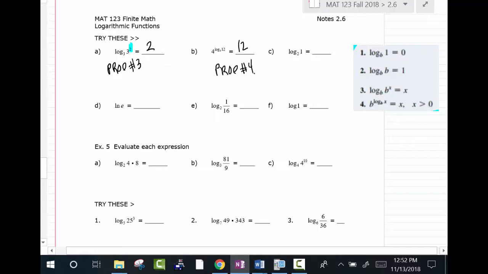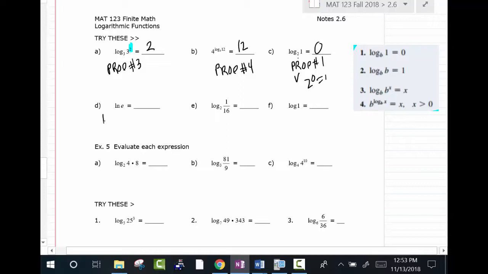How about the next one? 0. Anytime you do the log of 1, it doesn't matter what the base is, the answer is going to be 0. So that's property number 1. And you can check this one easily. You can check by just going 2 to the 0 is equal to 1. That number to the 0 is equal to 1. Okay. How about the next one?